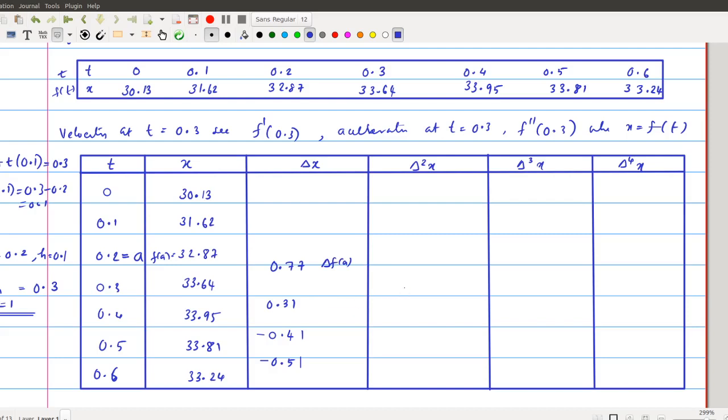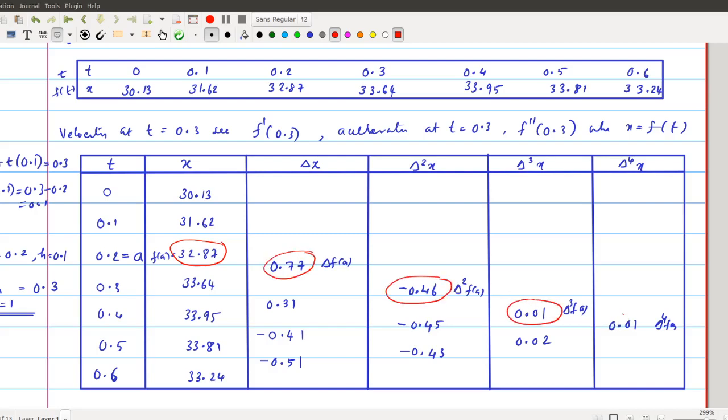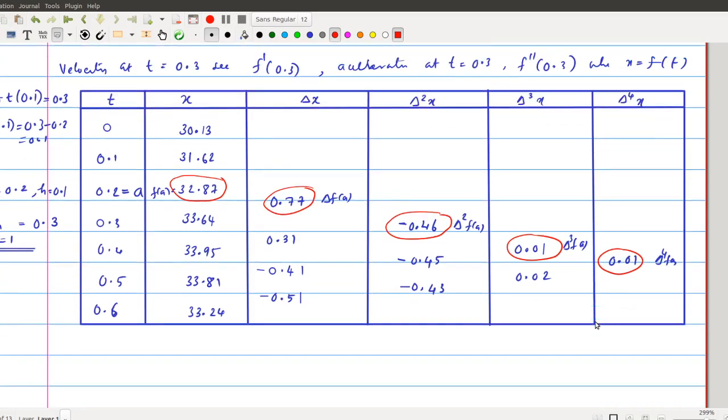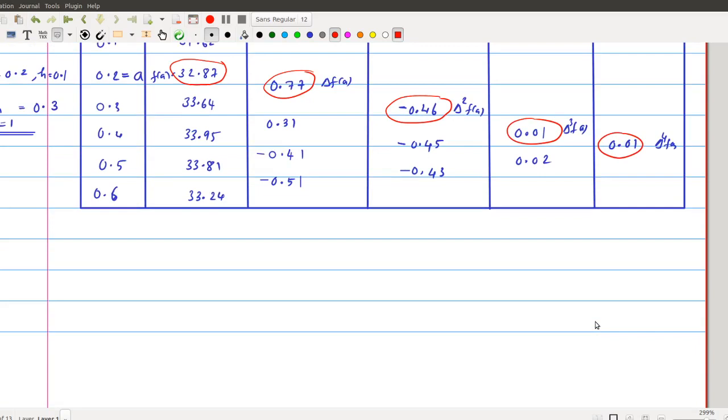Now we have, this will be minus 0.46, this is our del square f of a. Here we have minus 0.45, here minus 0.43. Similarly take this difference 0.01, this will be del cube f of a, and here we have 0.02, and this is our 0.01, this is del raised to 4 f of a. We are bothering only about these values. This is our f of a, and this is our del f of a, this is del square f of a, del cube f of a and del raised to 4 f of a. So using these values we will find the value of f of a plus th.